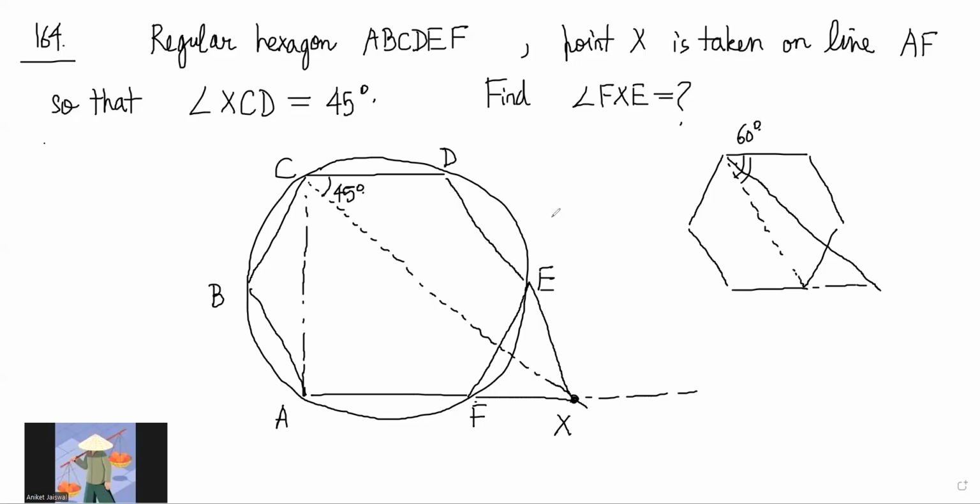Yes sir. So that's why it has to be outside. And now FXE is being asked. So we know that, okay, we have a right angle triangle here, AXC, right? And this is 45, so this is 45. So it's an isosceles right angle triangle, right?